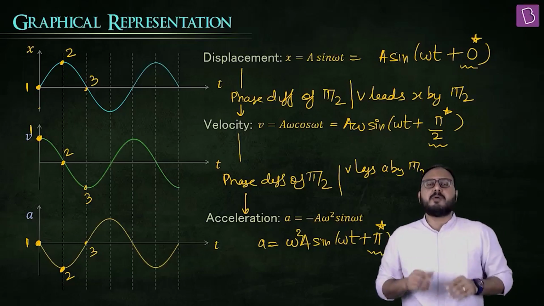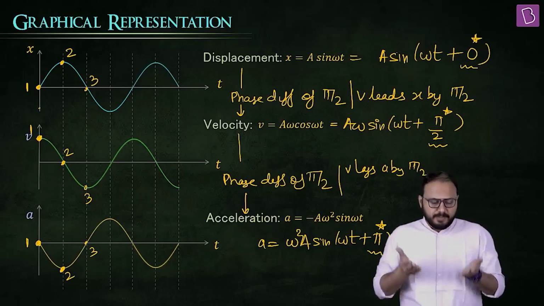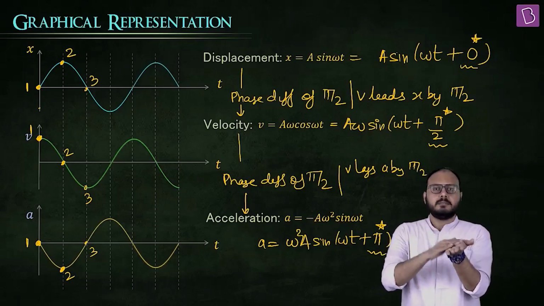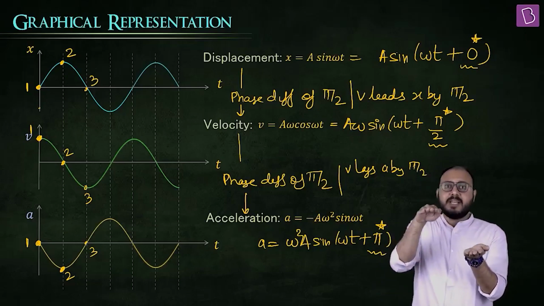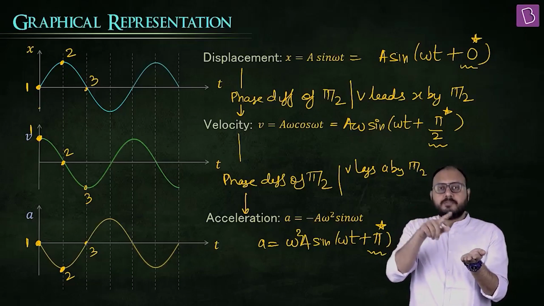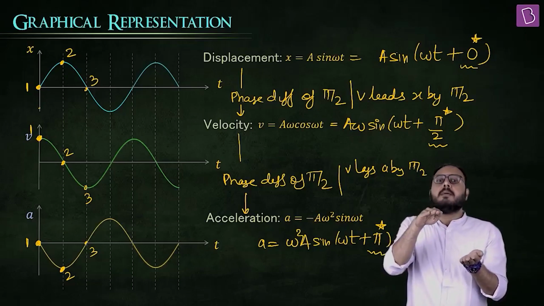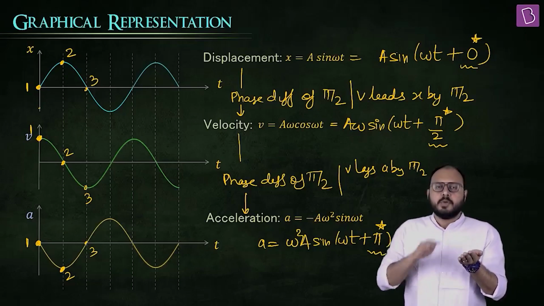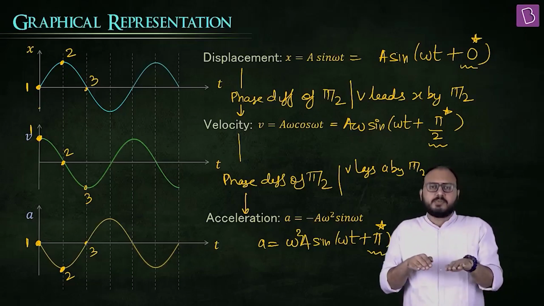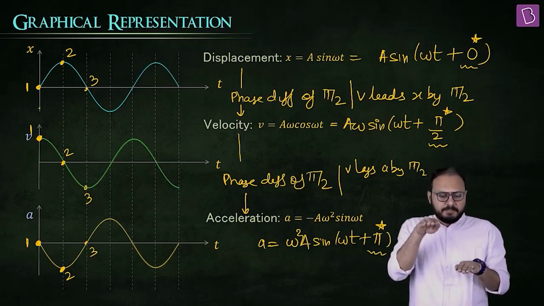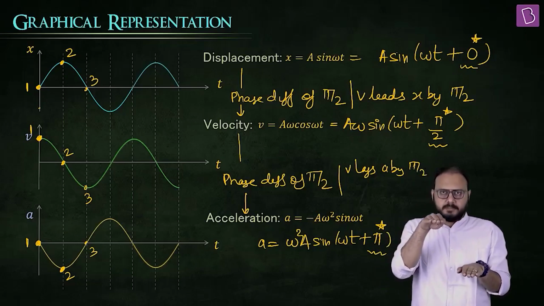What does phase difference of pi by 2 mean? It means that when one quantity is at mean, the other quantity is at positive extreme. If someone is more by pi by 2, positive extreme. If somebody is minus pi by 2, negative extreme. So look at x and v. As x was mean, velocity was, look at my two hands, right? As x is mean, velocity is extreme.